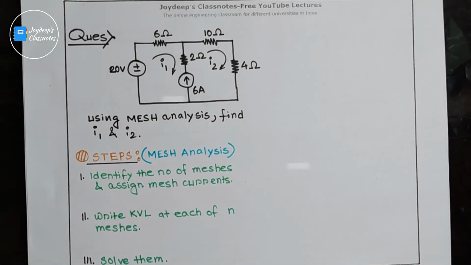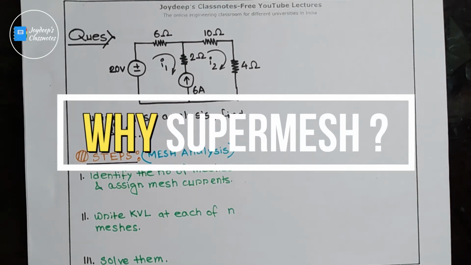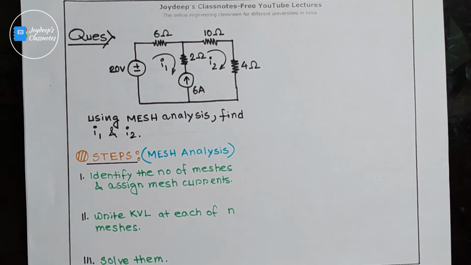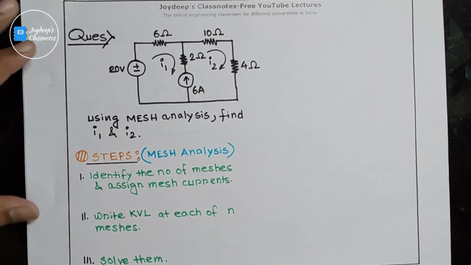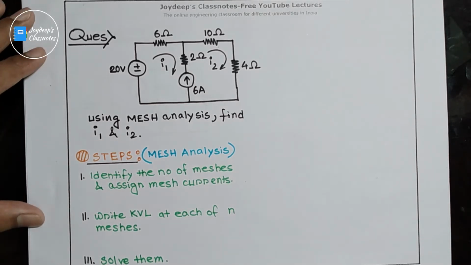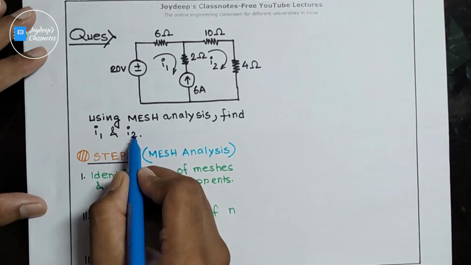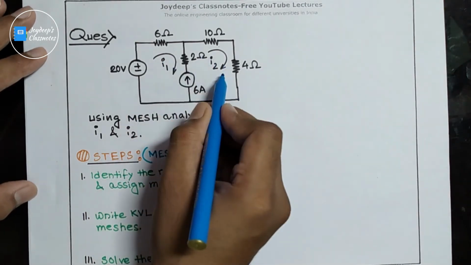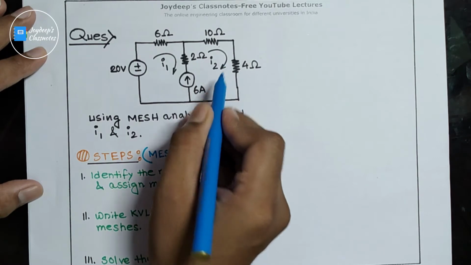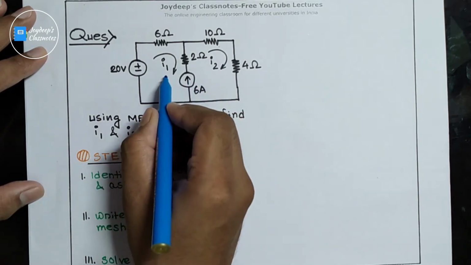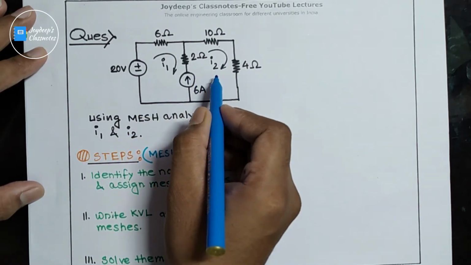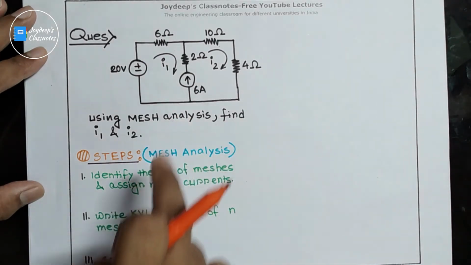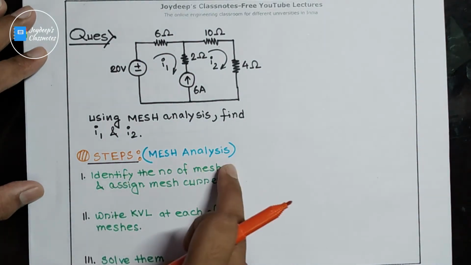Now let's find out why supermesh. To answer this question, we'll try to solve this question using basic mesh analysis. What does the question say? The question says, using mesh analysis you have to find I1 and I2, that is these mesh currents. The direction of these mesh currents is already given, so you have to find this I1 value and I2 value. Clear? Now to solve this circuit we'll be applying the steps of mesh analysis.